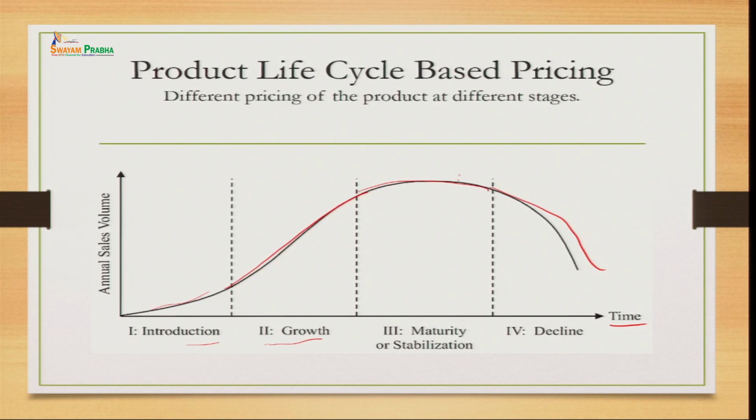So, if they are adding something new to that product during this maturity or stabilization phase, then definitely they will be able to face the declining phase, and they will be able to create a better demand for their product in the market. So, this is about the product life cycle.